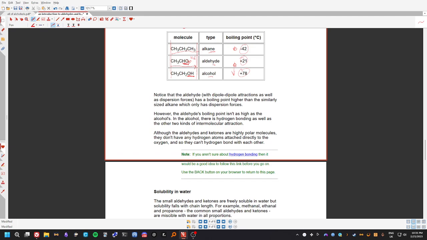London dispersion. So notice that the aldehyde, with the dipole interactions as well as the dispersion forces, has a boiling point higher than a similarly sized alkane, which only had dispersion forces. However, the aldehyde's boiling point isn't as high as alcohols. In alcohols, they're hydrogen bonding, as I said, as well as the two other kinds. So not only is there a hydrogen bond here, there's also the O and the CH2CH3, which gives it a higher MR and so a greater London force, and it also has a permanent dipole between the O and the H, because that's also a polar molecule.